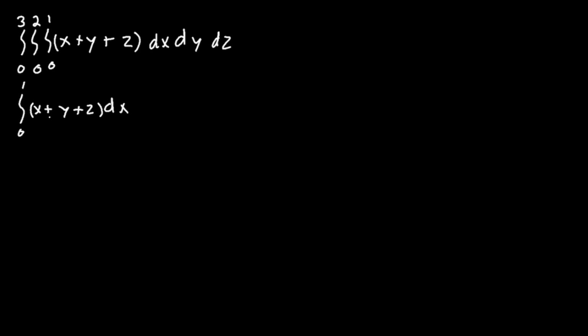But now that we can solve for this, we're integrating with respect to x, and since y and z are treated as constants here, we can write this as x squared over 2 using power rule, plus y times x, plus z times x, with our bounds from 0 to 1. If we plug in 1 and 0 here, 0 cancels everything out, so all we need to do is worry about the 1 value up here. If we plug in 1, you get 1/2 plus y plus z.